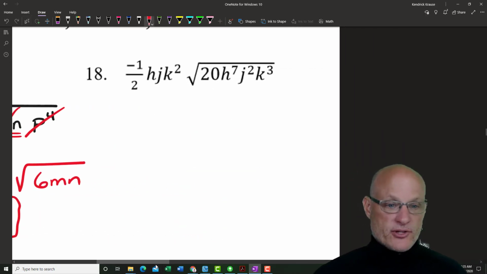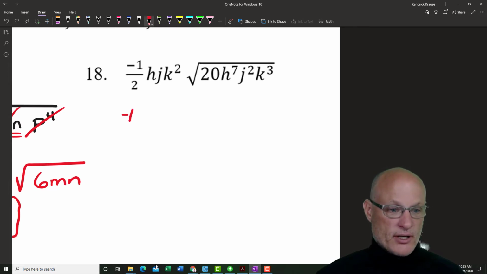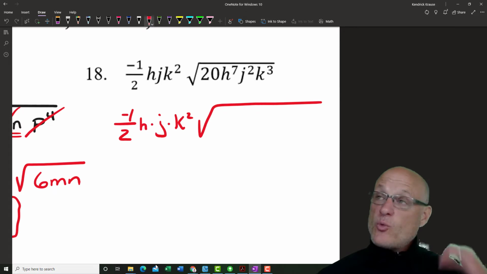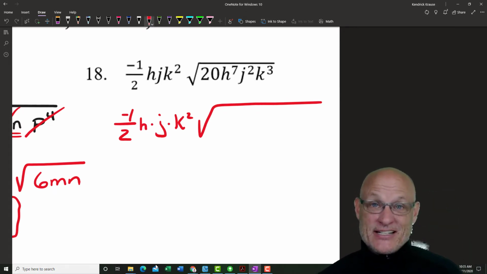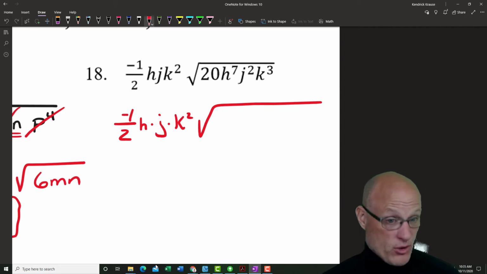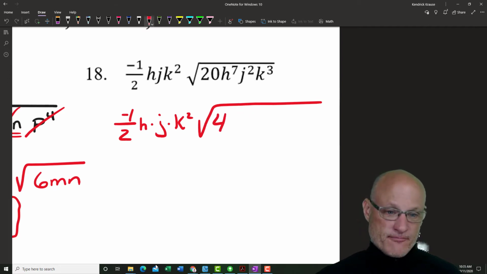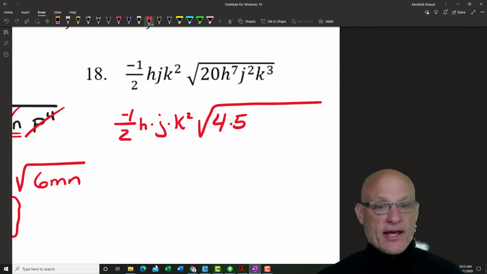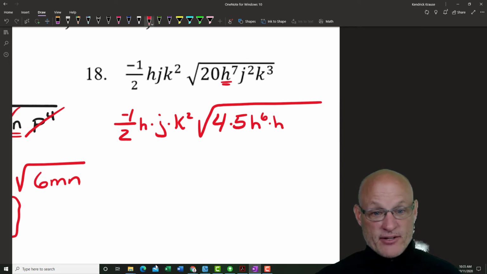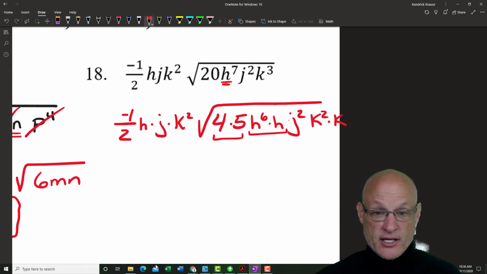All right, now we're just going to get crazy. Got fractions. Negative 1/2 h to the 7th times j squared times k cubed, square roots of 20. Now 20 divided by 2 is 10. The only perfect squares that are less than 10 are 9 and 4. Clearly it's 4 times 5. And then h to the 7th, I'm going to write as h to the 6th times h. J squared, well, that's already even, so I'm going to leave that as j squared. And then k cubed, I'm going to write k squared times k.